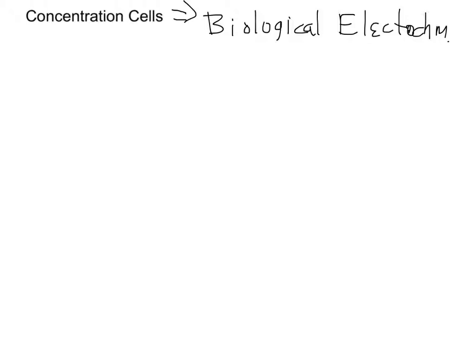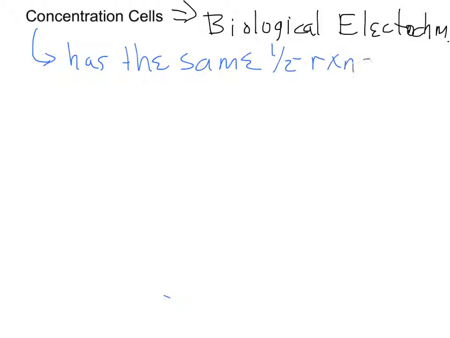So first of all, we should begin with what a concentration cell is. The definition of a concentration cell is a cell that has the same half reactions in both half cells. So both sides of the voltaic cell are going to have the same half reaction.